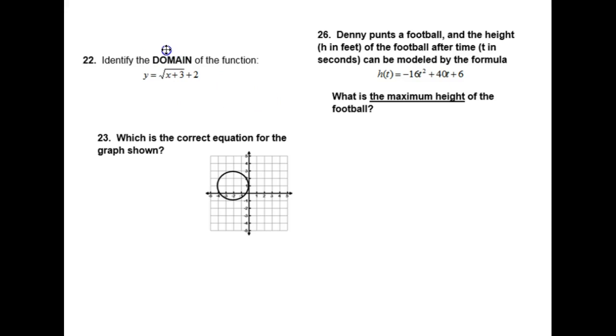Alright, this one, they want domain, which we've talked about 3 times now. It's all the x values for that function. So when you graph this on your calculator, it was a square root graph. It was shifted left 3 and up 2. So left 3, up 2, it starts here and it looks like this. So the domain of this function would start right here at negative 3 and then go on to the right forever.